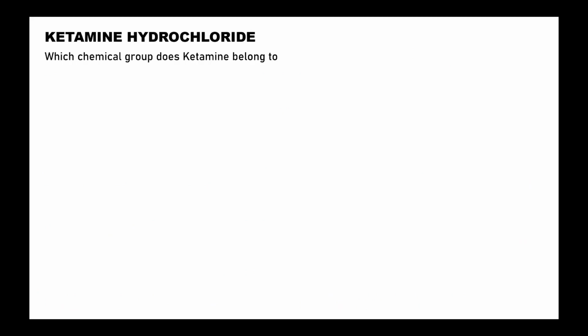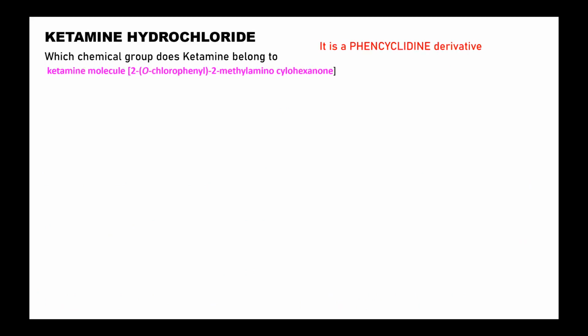What is the chemical group ketamine belongs to? Phencyclidine. Ketamine molecule, what is the name? It is called 2-chlorophenyl 2-methylamino cyclohexanone. Some examiners ask this particular chemical composition also. The ketamine is 2-O-chlorophenyl 2-methylamino cyclohexanone.